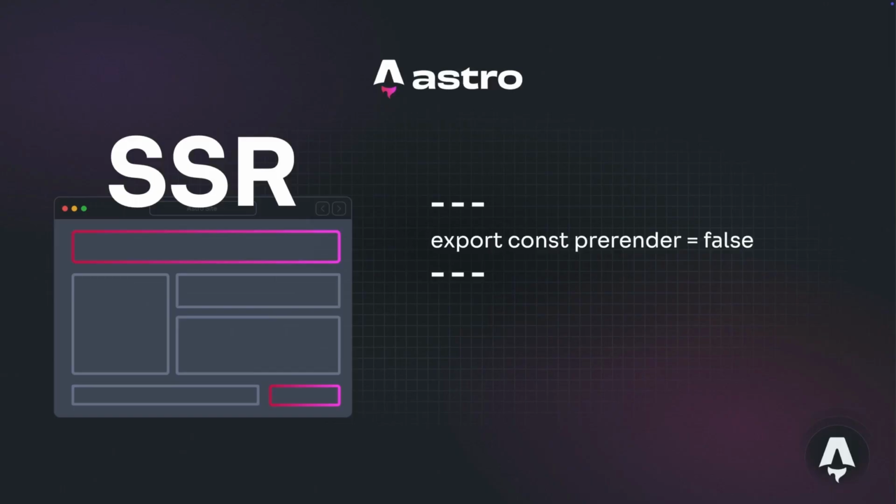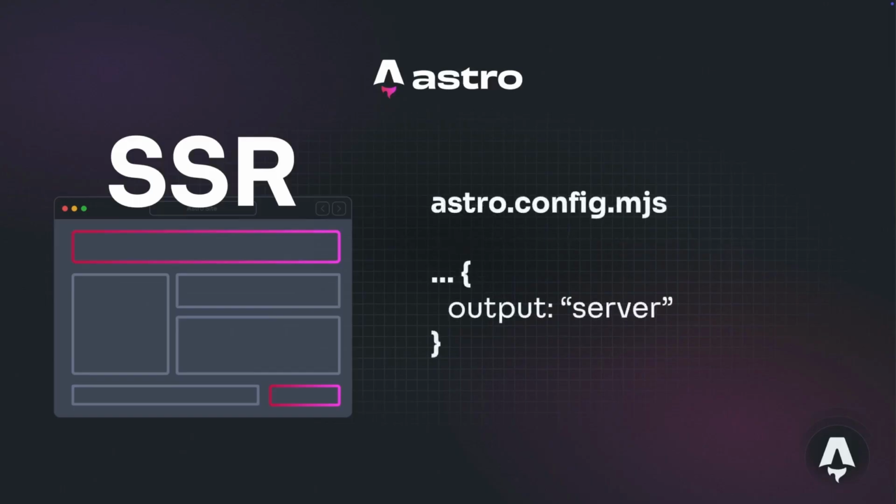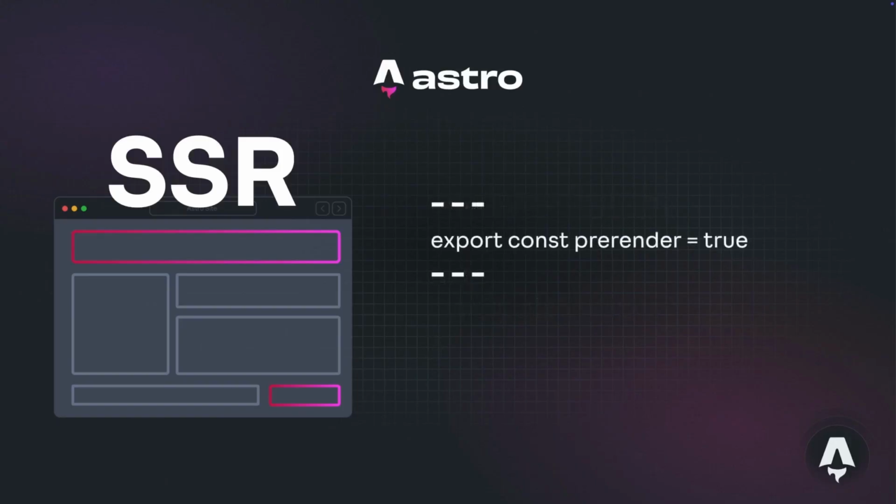Now, you might say, hey, for my particular use case, I want every single page to be SSR by default. In that case, you can change a config option and set the output to server. This will make every single page on your site automatically SSR rendered. Now you can go the opposite way, which is on any particular route, if the default is to render everything with SSR, you can set const prerender equal to true, and it will actually pre-render that as HTML.